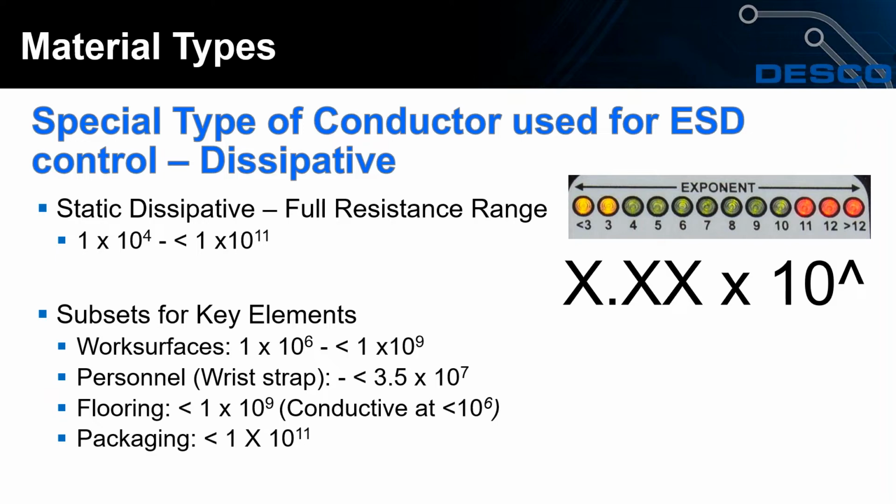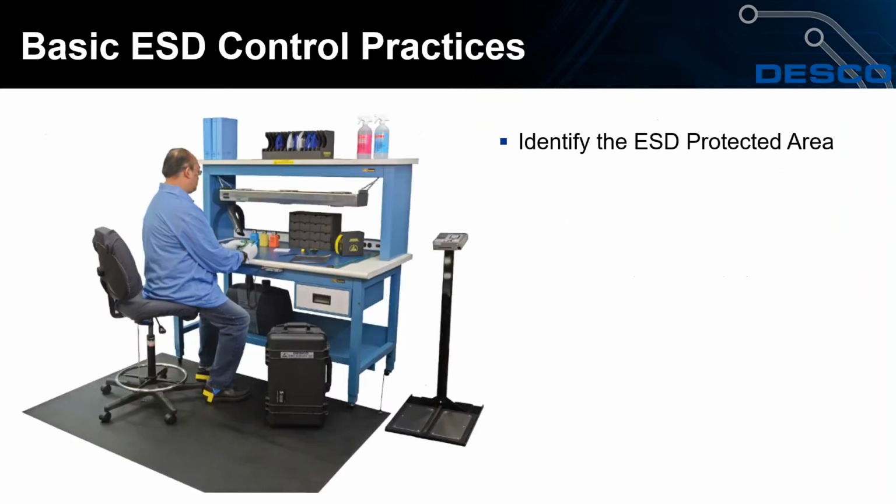When it comes to packaging materials, we're mostly concerned about these materials not generating a charge. So we can be as high as less than 10 to the 11th on those materials, because that will safely keep them from charging up too high, but will also dissipate charge should I set that ESD bag on an ESD work surface. So the range of static dissipative is quite large, from 10 to the 4th to 10 to the 11th. We have a horse for a course in this list: work surfaces, flooring, packaging, etc.